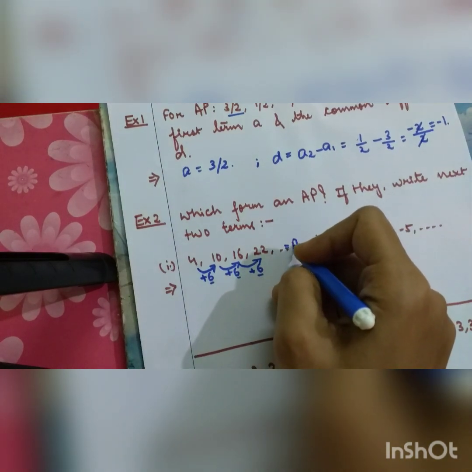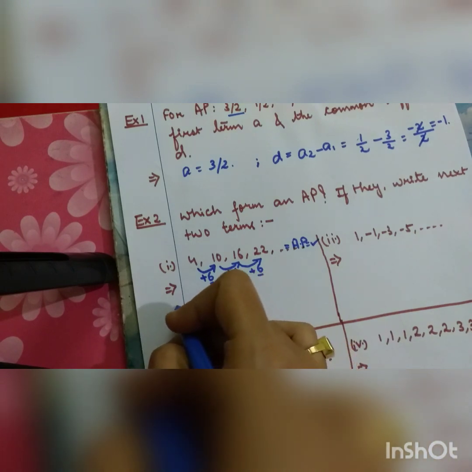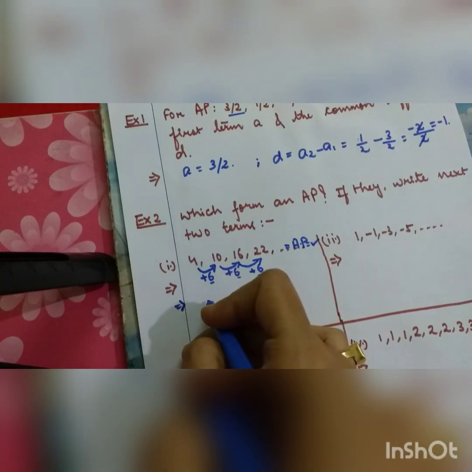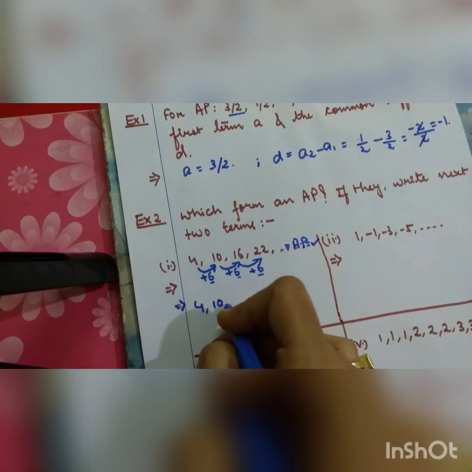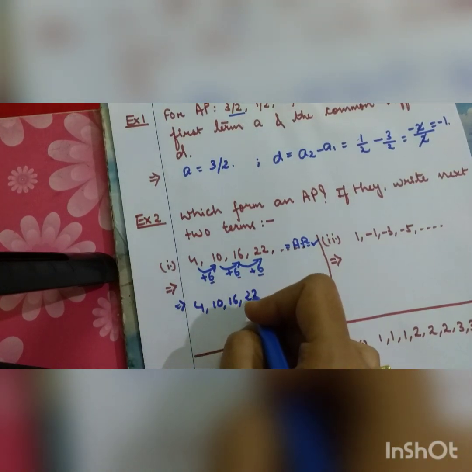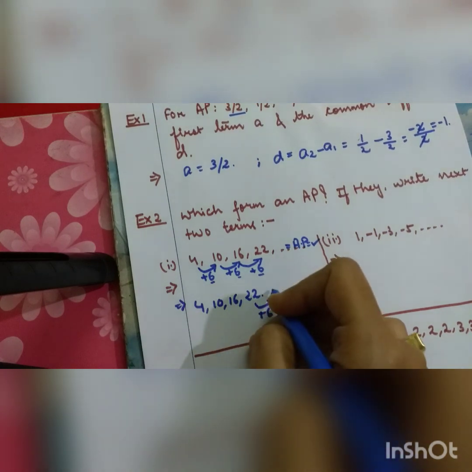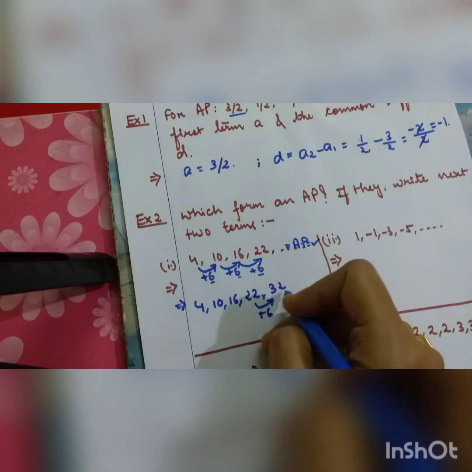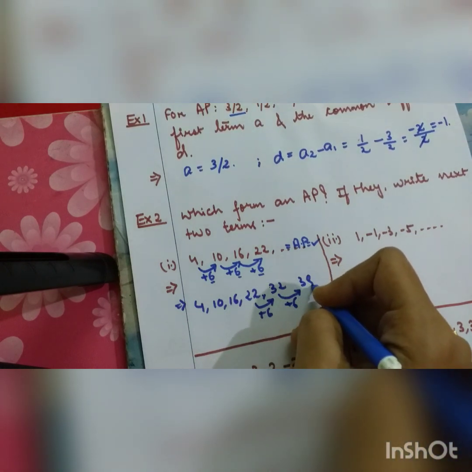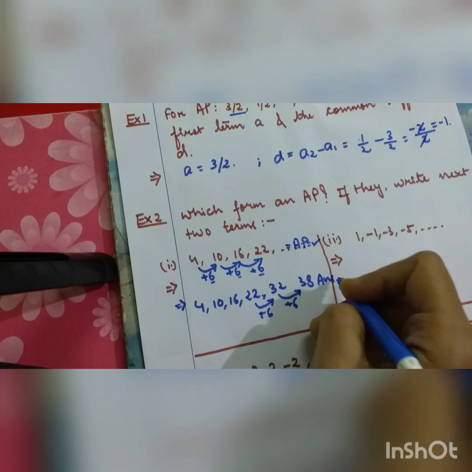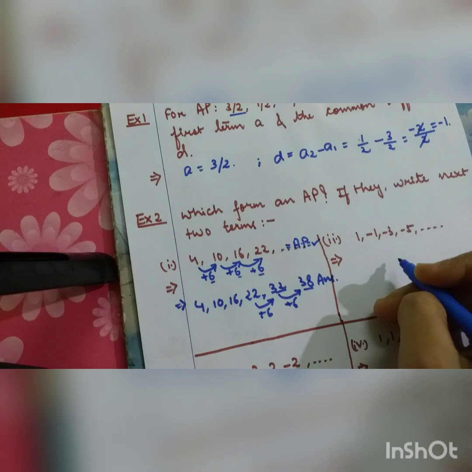The first question is in AP, and we have to write the next two terms. How can we write them? We simply add plus 6. So 4, 10, 16, 22 is given till here. Just add plus 6 to it. 22 plus 6 will be 32. Now 32 plus 6 will be 38. So this will be your final answer. The next two terms will be 32 and 38. Come to the next part.